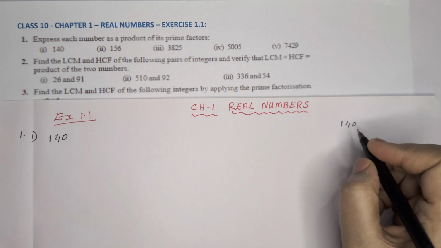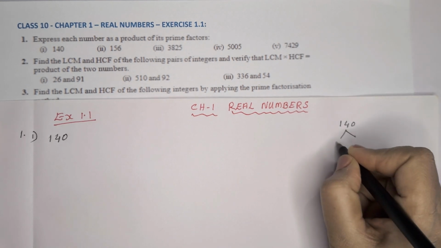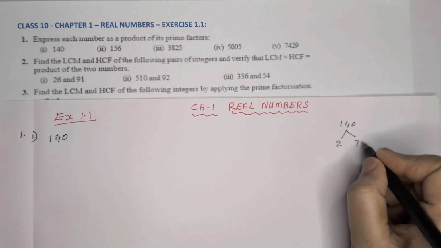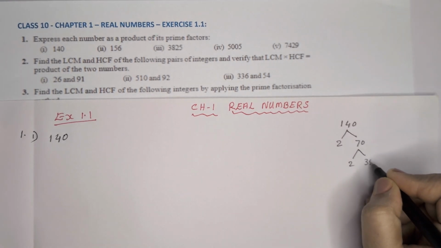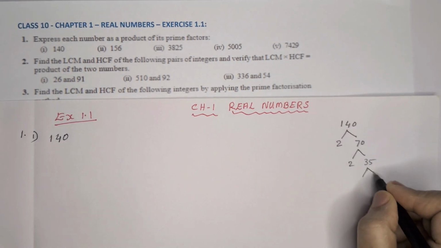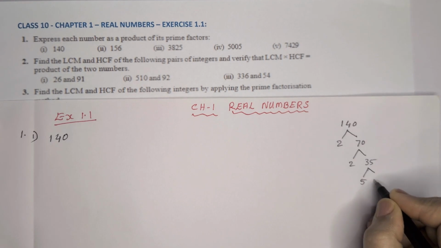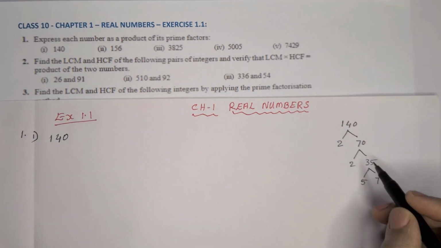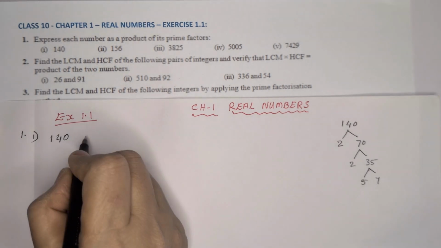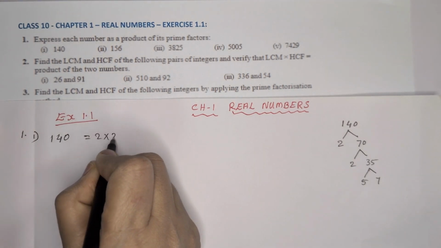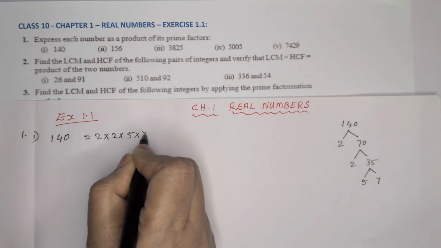140 we can split into 2 into 70. Then that 70 again 2 into 35. That 35 is 5 into 7. So here we are getting all prime numbers. We can write that as 2 into 2 into 5 into 7.